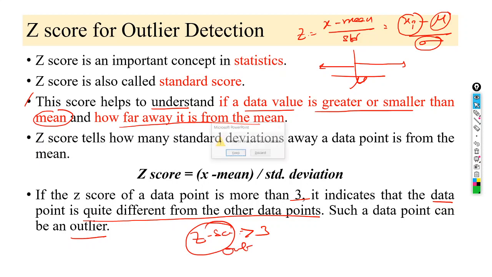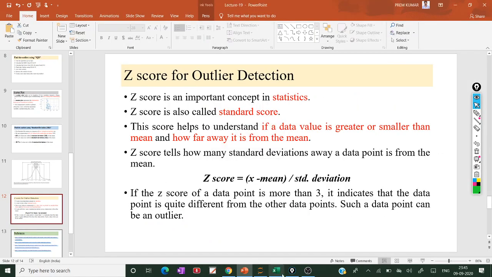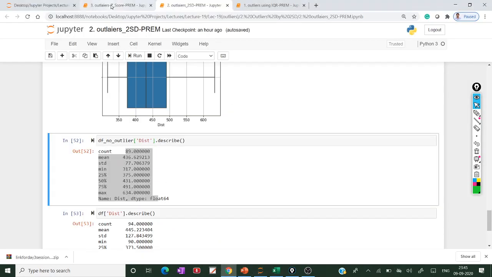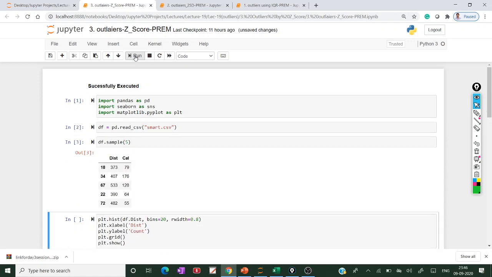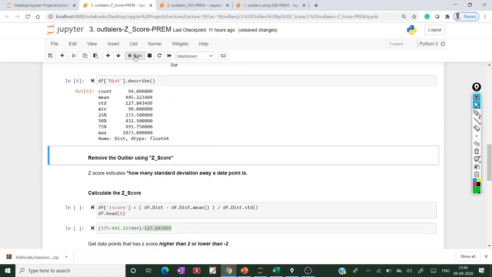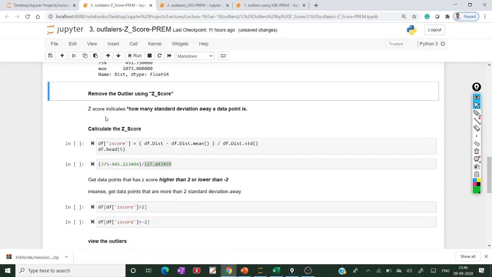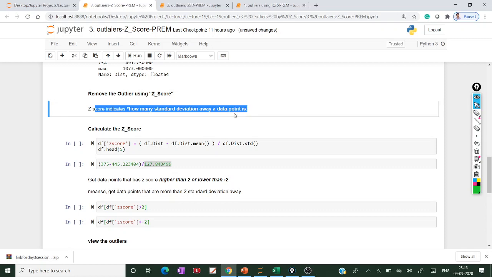So let's see it in the practical section. Now the third program. Similarly, we import the libraries pandas, seaborn, matplotlib. Next, import the data set and create the data frame. The z-score indicates how many standard deviations away the data point is.